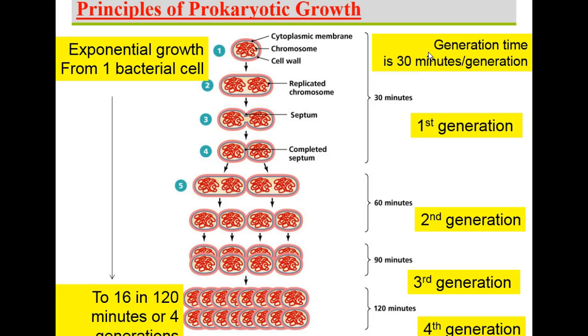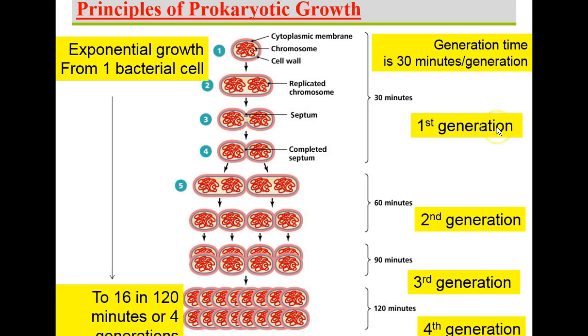The length of time that it takes for a population of bacteria to double in numbers under specific conditions is called generation time. In this particular example, the generation time of this population is 30 minutes. So the generation time is 30 minutes per generation or per division.